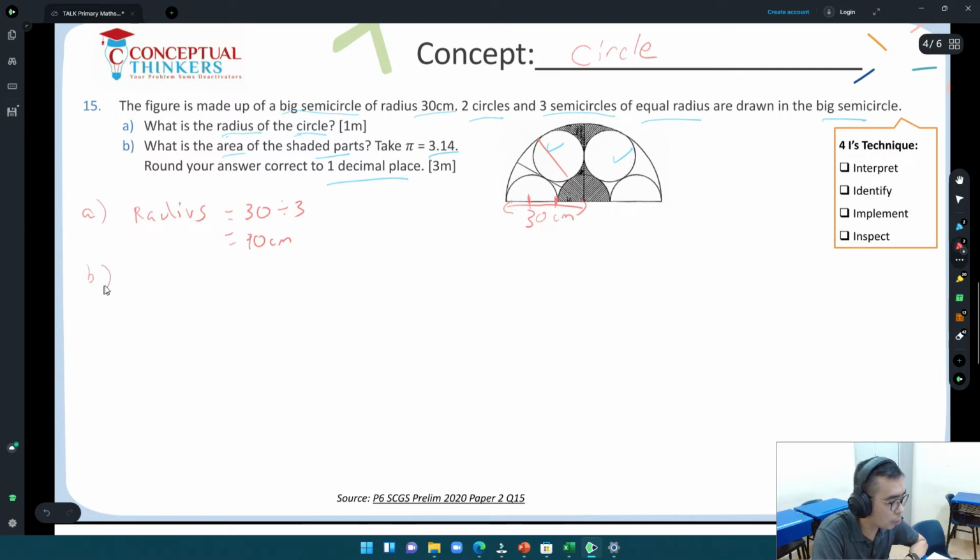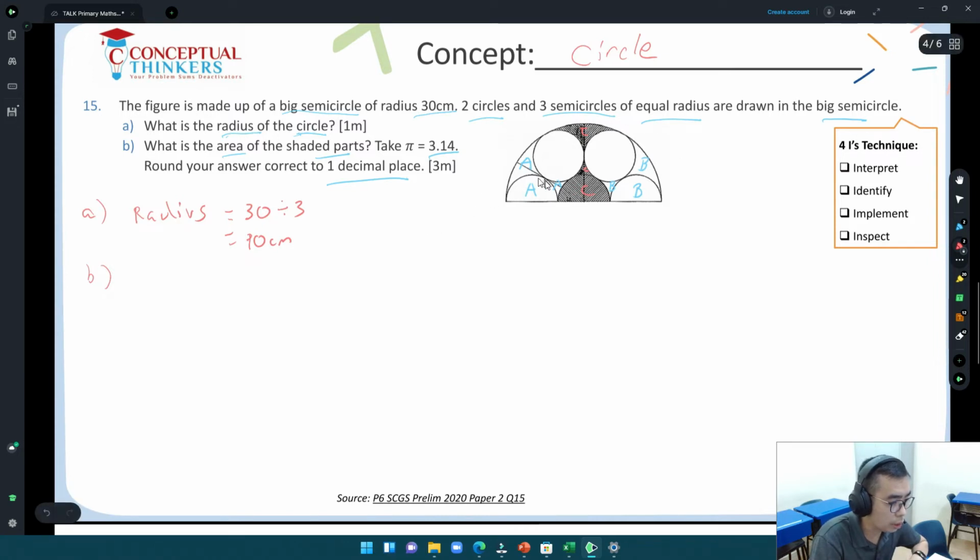Let's look at part B. We need to find the area of the shaded part. There are a few things that we need to take note of. Allow me to erase part of the drawing here so that it's easy to illustrate to you. I'm going to label here as A. Here is A, then here is A, and here will be A also. Then this part will be B, and B, and lastly, let's use another color. This will be my C, the shaded part here. I will label it as my C.